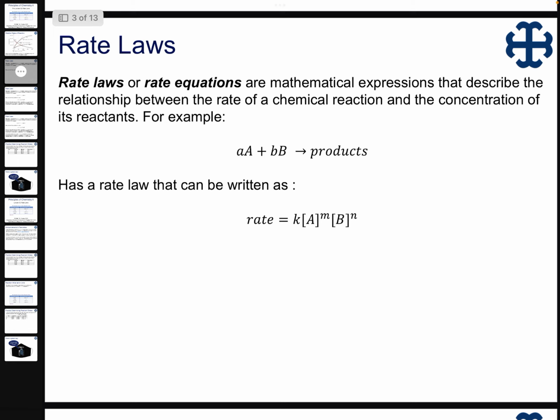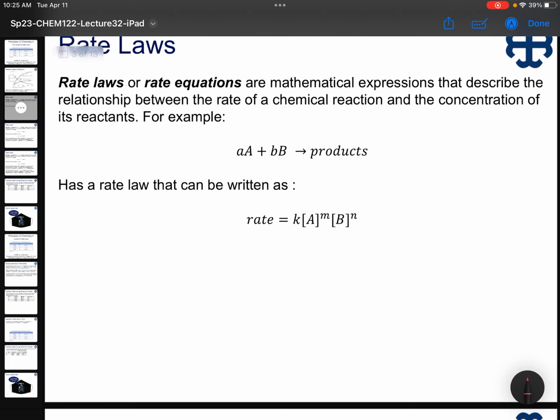And so typically, the best way to describe these is using something called rate laws, or rate equations, you may see. These are mathematical expressions that describe the relationship between our concentrations of our reactants. And so key thing here, when we're doing a rate law, we define things in terms of the reactants. And so in this situation, we have A and B going to some type of product.